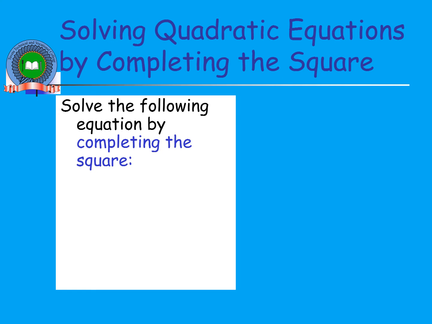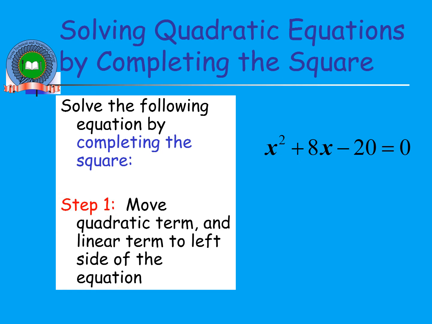So we're going to deal with solving the following equation by the completing the square method. So step 1, I'm solving the equation highlighted there. The equation which is being highlighted is this one: x squared plus 8x minus 20 is equal to 0. The first step is to move the quadratic term and the linear term to the left side of the equation, and that's how it's going to be rearranged. You can see the constant term, negative 20, when it crosses the equal sign, becomes positive.